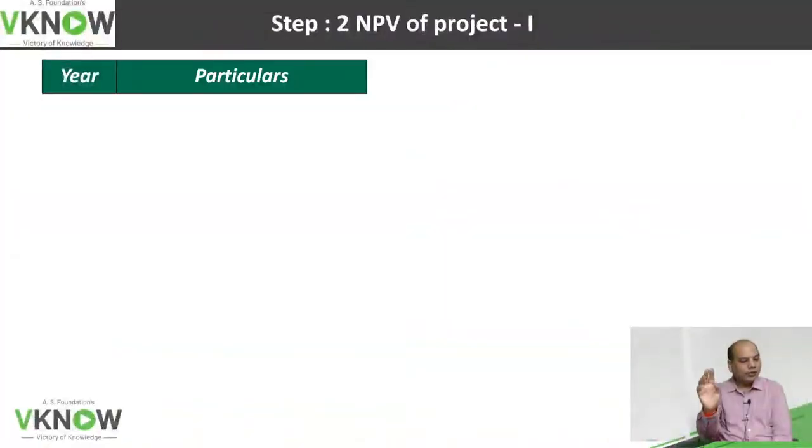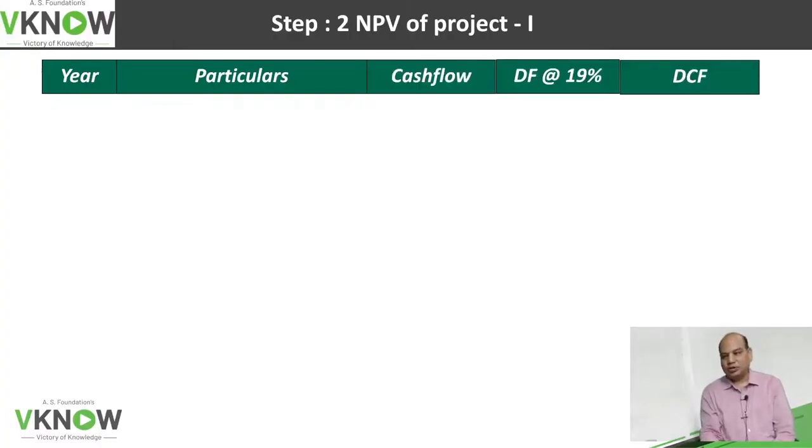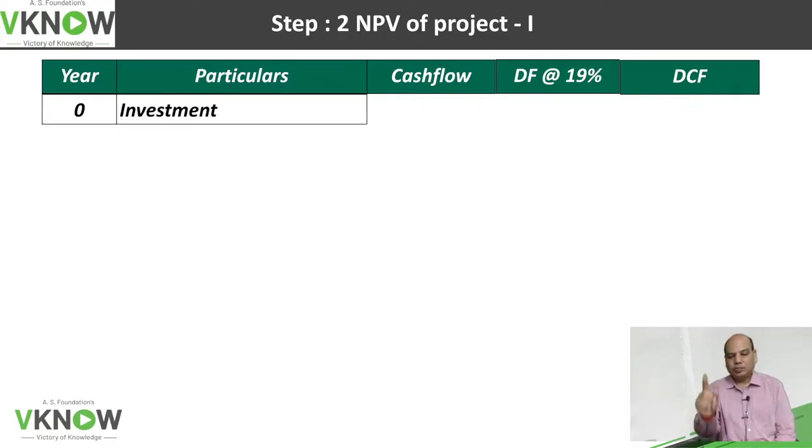Can we go to our main answer? I have to find the NPV of the three projects, and I am going to use a different discount rate for each project. For the first project we'll use 19%, for the second project 15%, and for the third project 13%, because its risk is lowest.